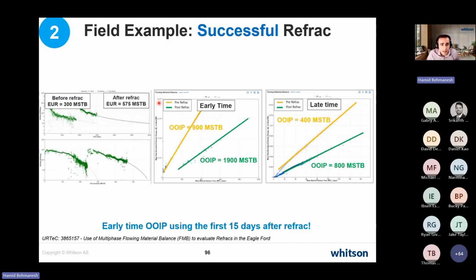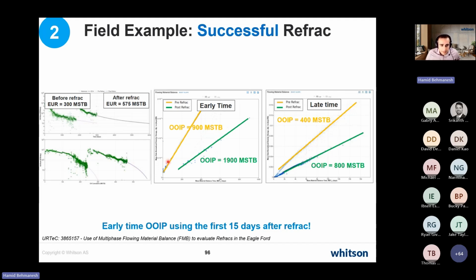And here is an example of a successful refract, how an infill well affected. Okay, yeah, we're going to talk about infill wells. How to get the paper? We'll make sure you get the paper along with the follow-up email that we're going to send out later today or tomorrow. So you will get the paper, you will get all of that information.